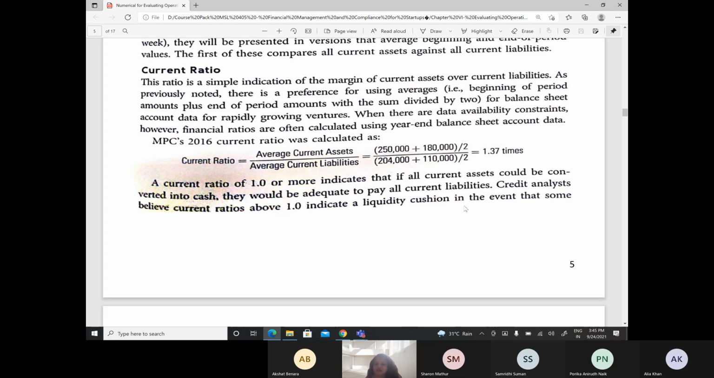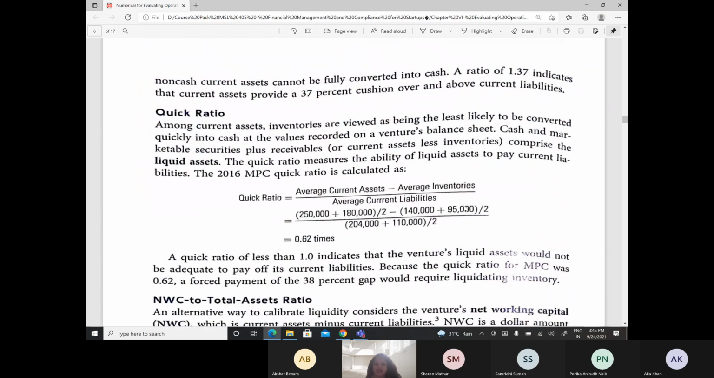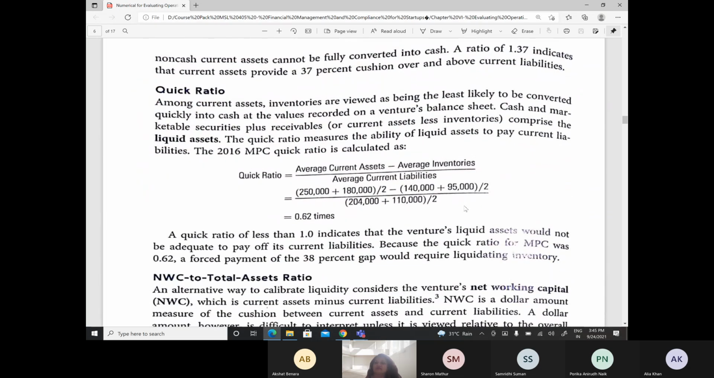A current ratio of 1 or more indicates that if all current assets could be converted into cash, they would be adequate to pay all current liabilities. Credit analysts believe current ratios above 1 indicate a liquidity cushion in the event that some non-cash current assets cannot be fully converted into cash. A ratio of 1.37 indicates that current assets provide a 37% cushion over and above current liabilities.